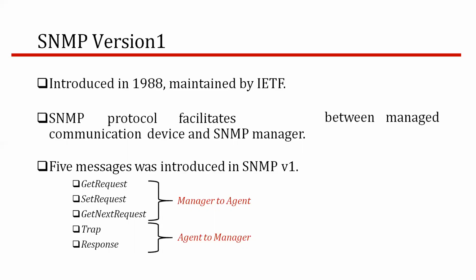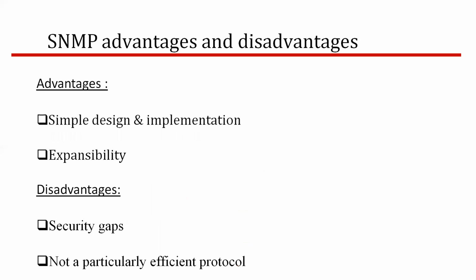SNMP version 1, V1, is the first version of SNMP and basically has poor security. SNMP version 2, V2, is a revised version of V1. It improves in the areas of performance, security, and confidentiality. It introduces get bulk request and inform request also. The next slide shows the advantages and disadvantages of SNMP.